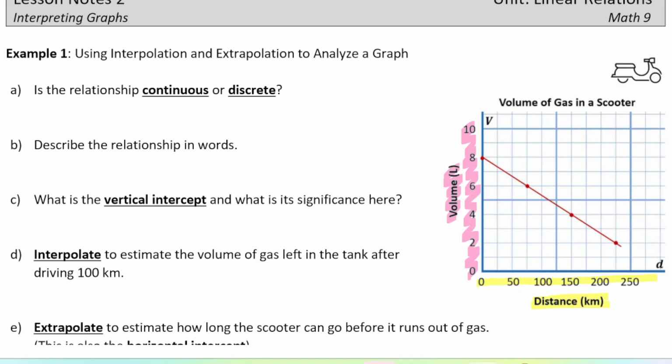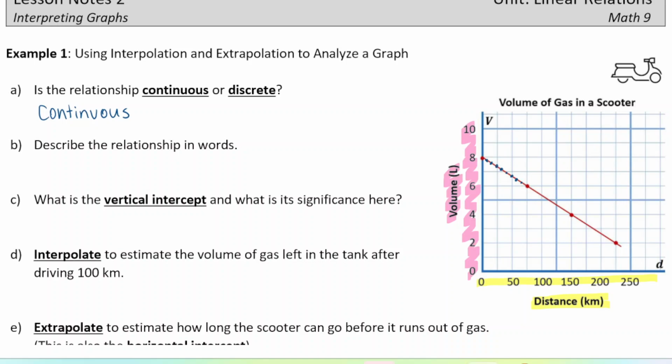Is the relationship continuous or discrete? So this relationship is continuous. We talked about these two terms last time. One way we can tell it's continuous is by thinking about whether or not we can split up these distances into smaller and smaller increments, and if it still makes sense to ask the question like, how much volume is there if we travel 20.5 kilometers? And it does make sense to ask that question. Like, we would have points along this graph in between the points that are already drawn.